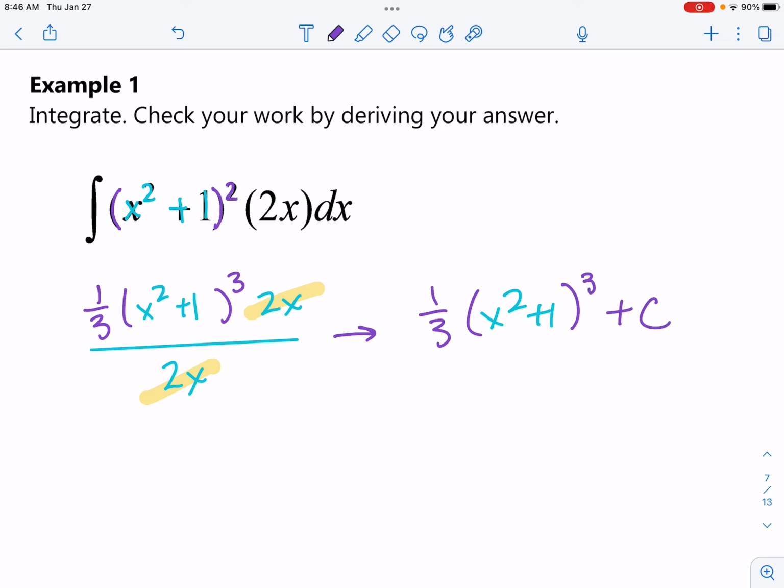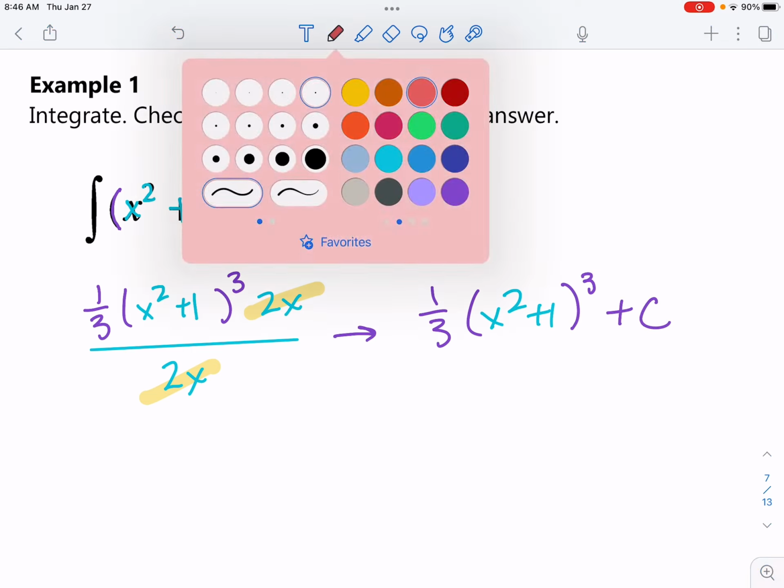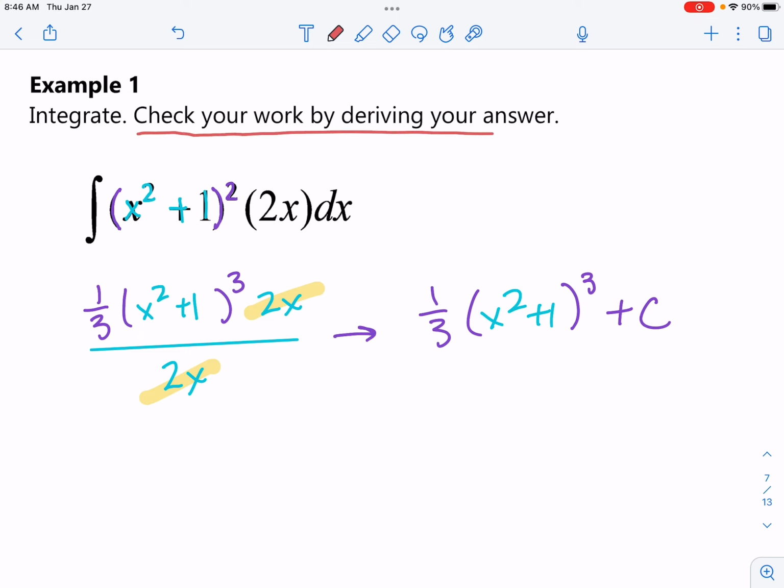And don't forget your plus C. All right, the directions said to check our work, so let's go ahead and check our work. Our answer would require chain rule, right?